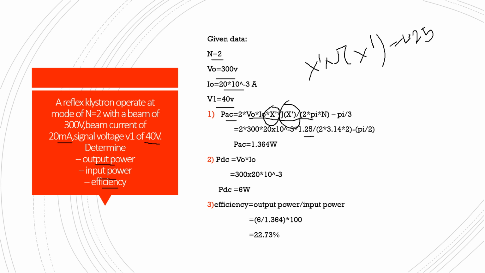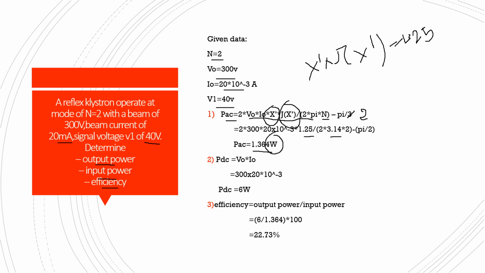So the output power value is 2 into V naught, which is 300 volt, into 20 into 10 power minus 3, into 1.25, divided by 2 into pi, where pi is 3.14, into n, that is 2, minus pi by 2. PAC, the output power, is 1.364 watt. We all know that the SI unit of power is watt. And make a correction: this is not pi by 3, this is pi by 2.